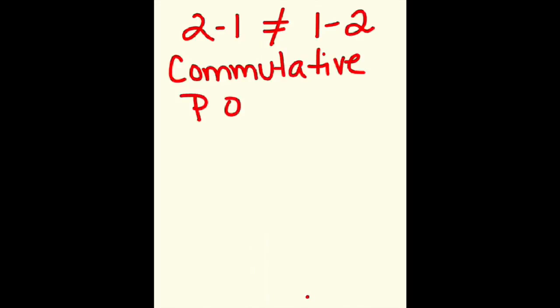2 minus 1 does not equal 1 minus 2. They are not true. So the commutative property does not work for subtraction. Does not apply to subtraction.